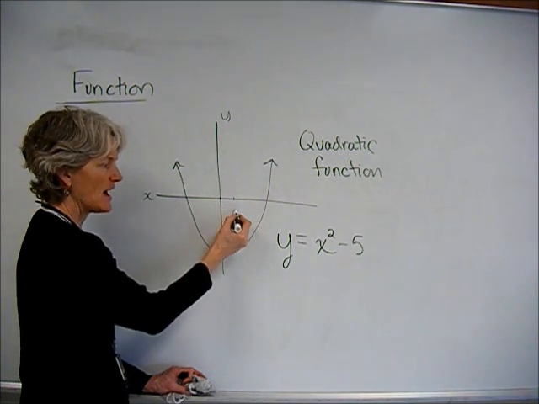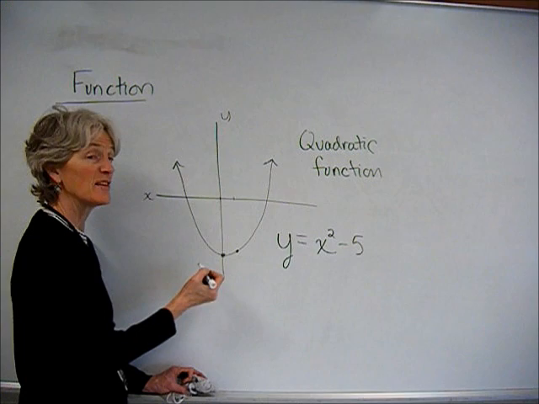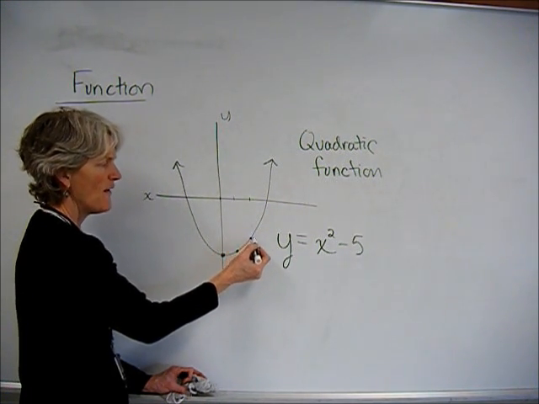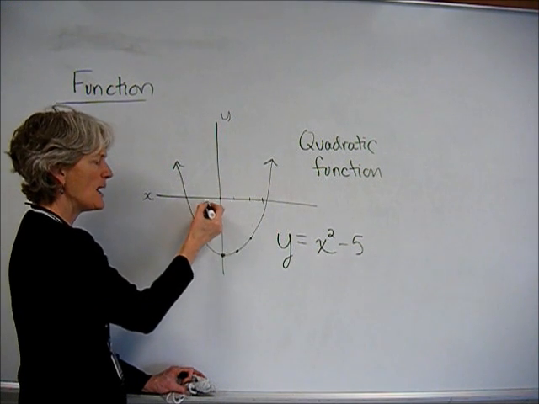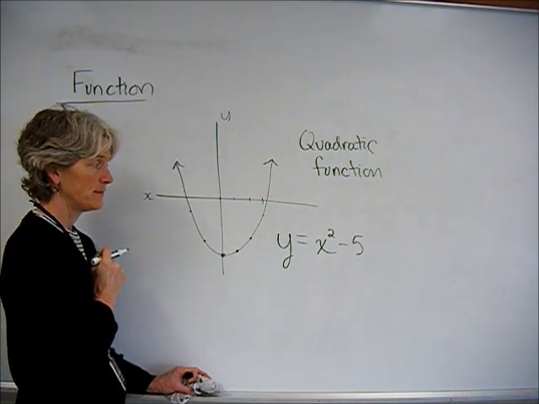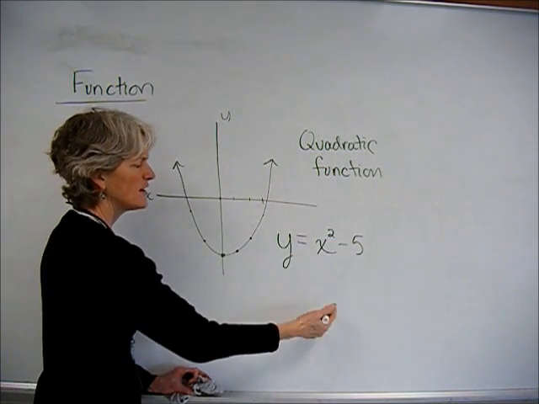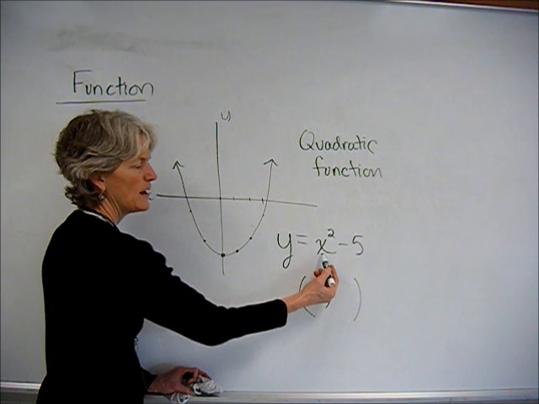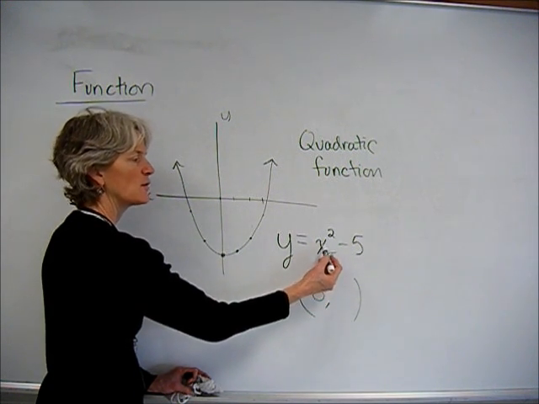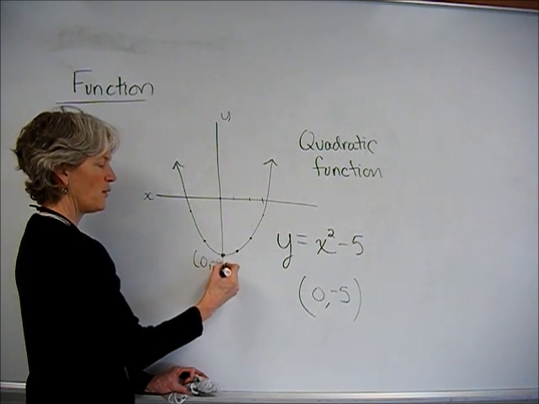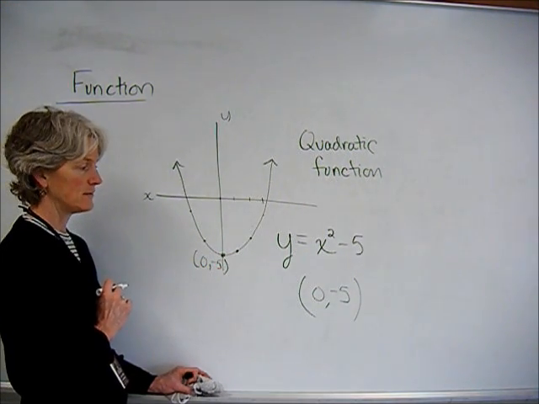When I plug in this x, boom! It just has one y friend. When I plug in that x, boom! So whatever input I put in, I'm just going to get one output. And again, if I wanted to, I could do it with numbers. Let's put in a 0 for x. I get 0 squared minus 5, negative 5. There's one point on this quadratic function.